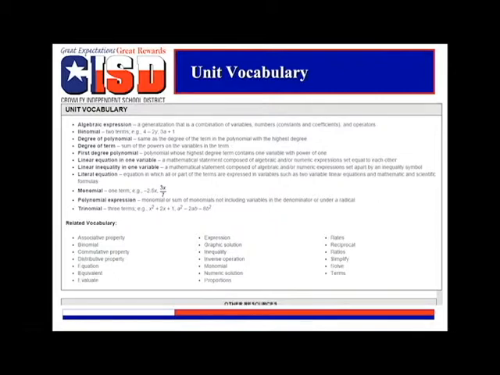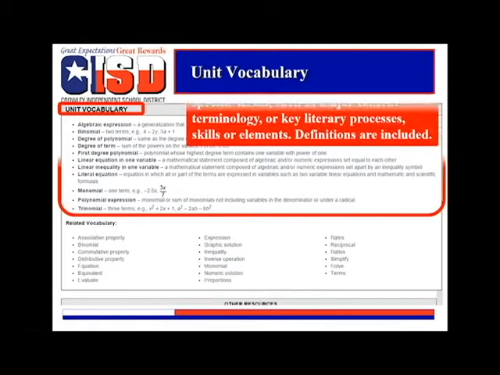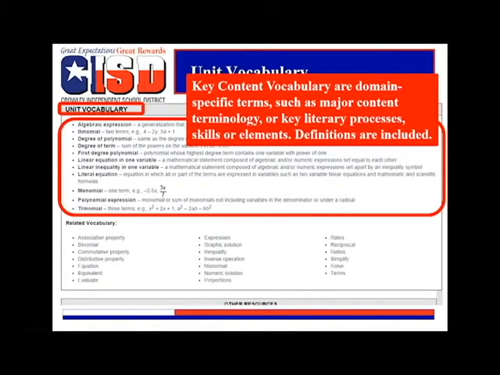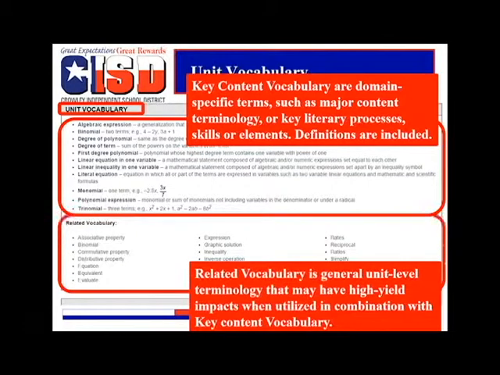The seventh component is the unit vocabulary, which includes key content and related vocabulary. Key content vocabulary are domain-specific terms such as major content terminology or key literary processes, skills, or elements. Definitions are included. Related vocabulary is general unit-level terminology that may have high-yield impacts when utilized in combination with key content vocabulary.